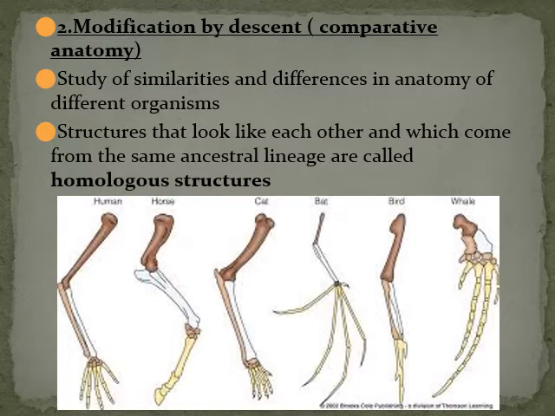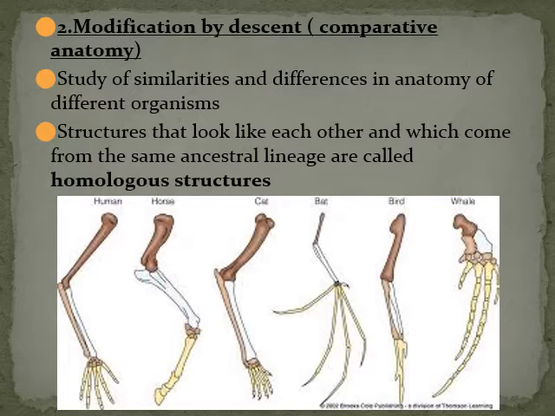A particular group of structures that we use to describe modification with descent is called homologous structures. These are structures that look like each other, and they come from the same ancestral lineage. In other words, it is a structure that has the same common ancestor and that has descended but modified over time. A perfect example, like we have in the picture here, is the modification of the bones found in the forelimb.